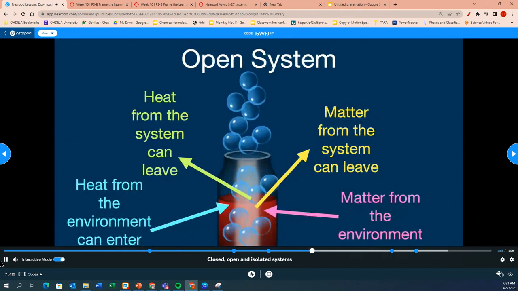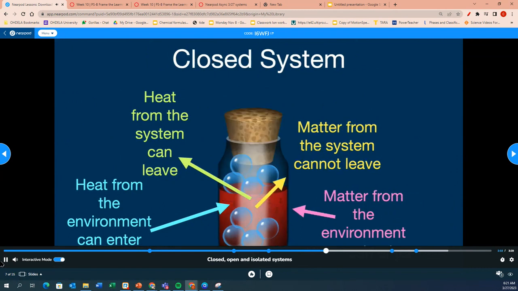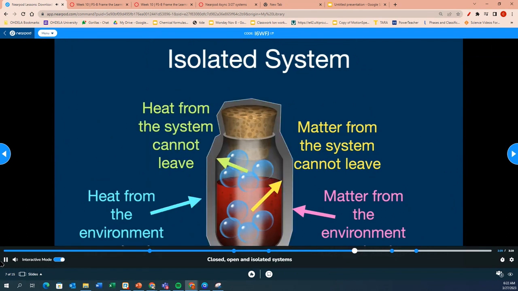So in an open system, heat and matter can both enter and leave the system. In a closed system, heat can enter and leave the system, but matter cannot. Matter stays inside the system and matter cannot enter it. And in an isolated system, heat cannot enter or leave the system, and matter cannot enter or leave the system.